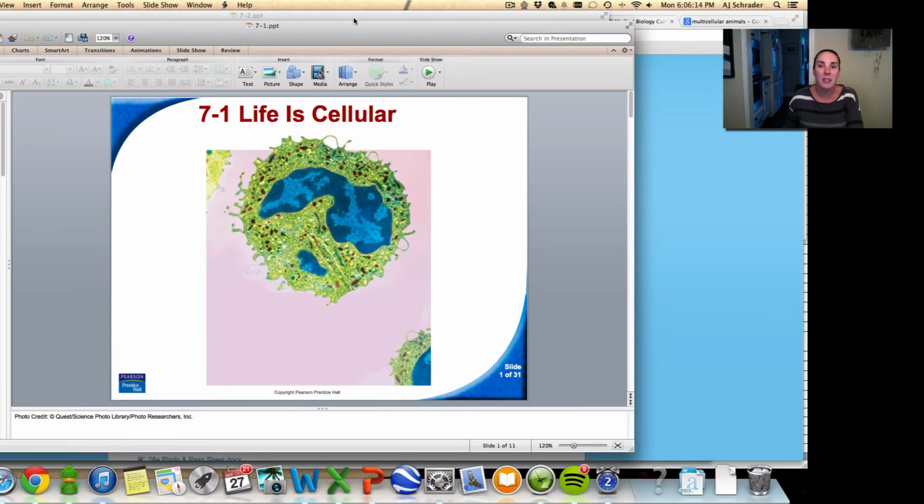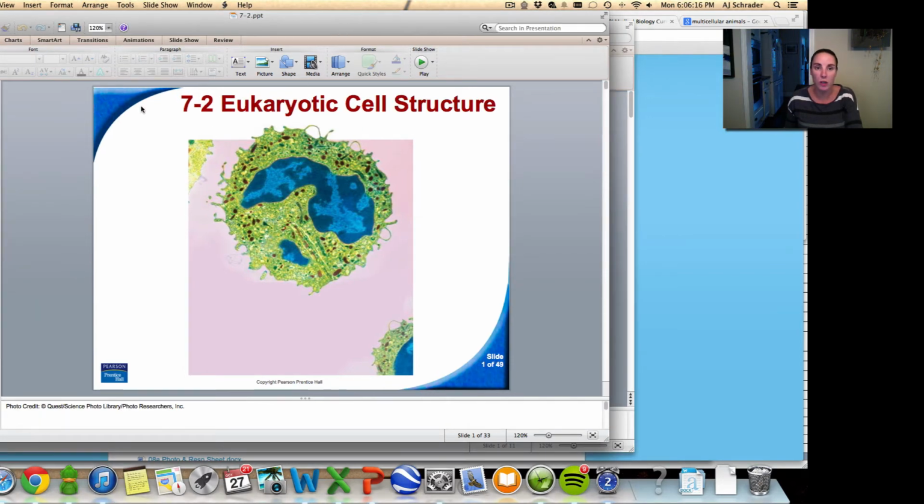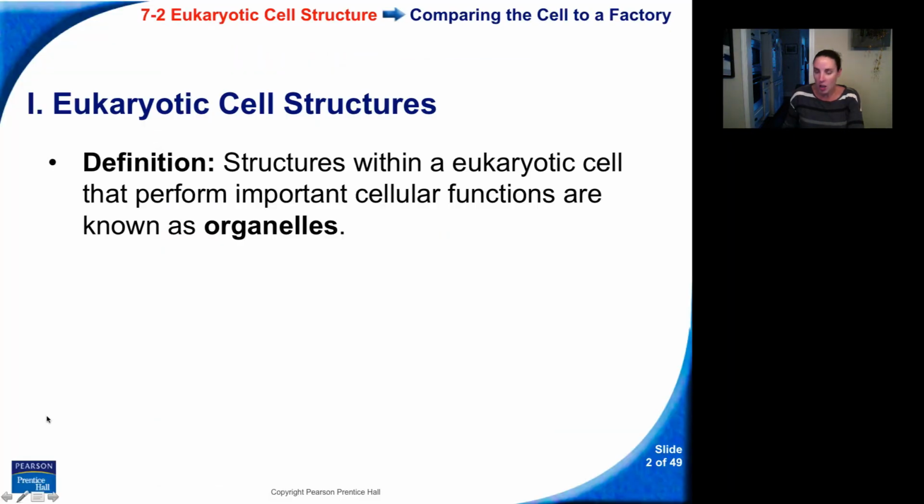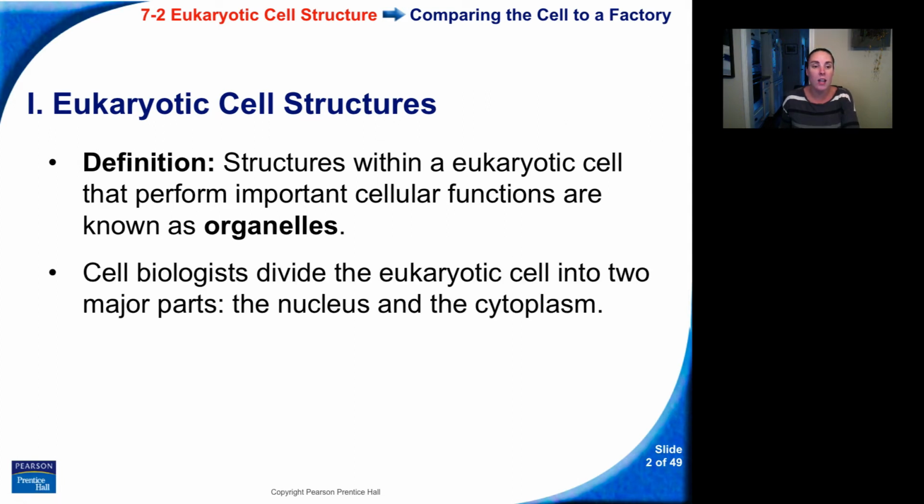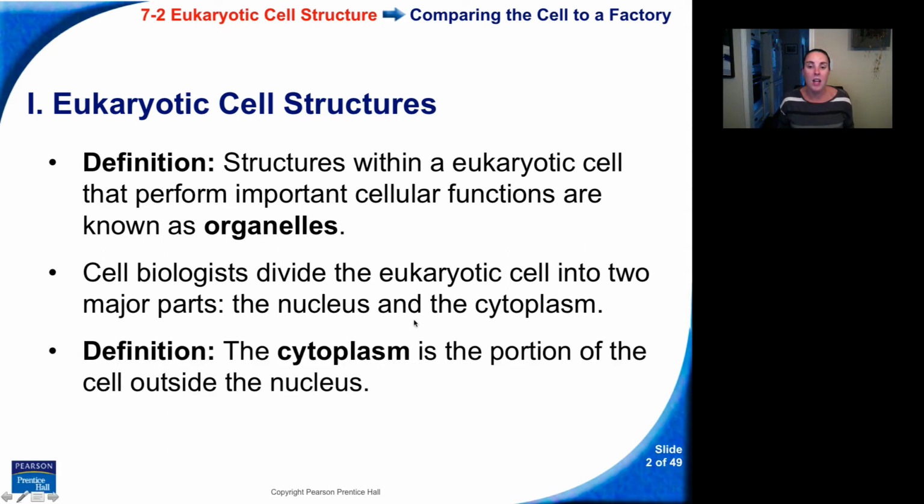Let's delve a little bit deeper into the structure of eukaryotic cells. They are the most complex cells, so they have a lot of different structures. The structures within a eukaryotic cell that perform important cellular functions are known as organelles. Cell biologists divide the eukaryotic cell into two major parts, the nucleus and the cytoplasm. The cytoplasm is the portion of the cell outside the nucleus. It's usually a jelly-like substance where all the rest of the organelles in the cell are floating.